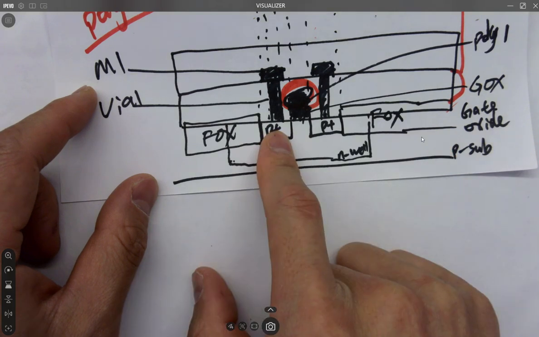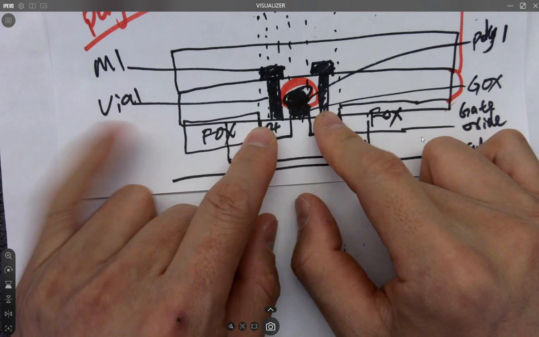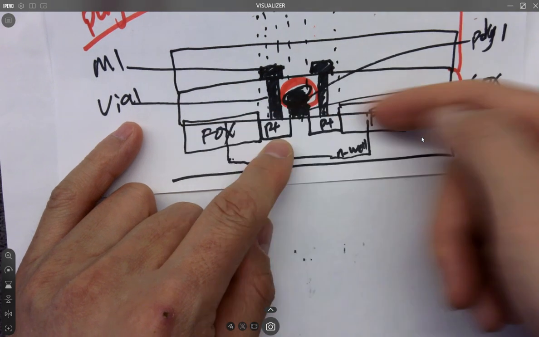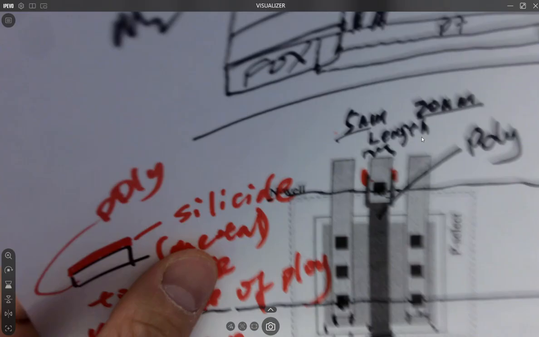So if P plus is shorted to ground, then you have the transistor's two terminals shorted to ground. At the same time, nothing can run through the channel. We'll talk about this later, it doesn't matter. There's just a lot of things to cover.